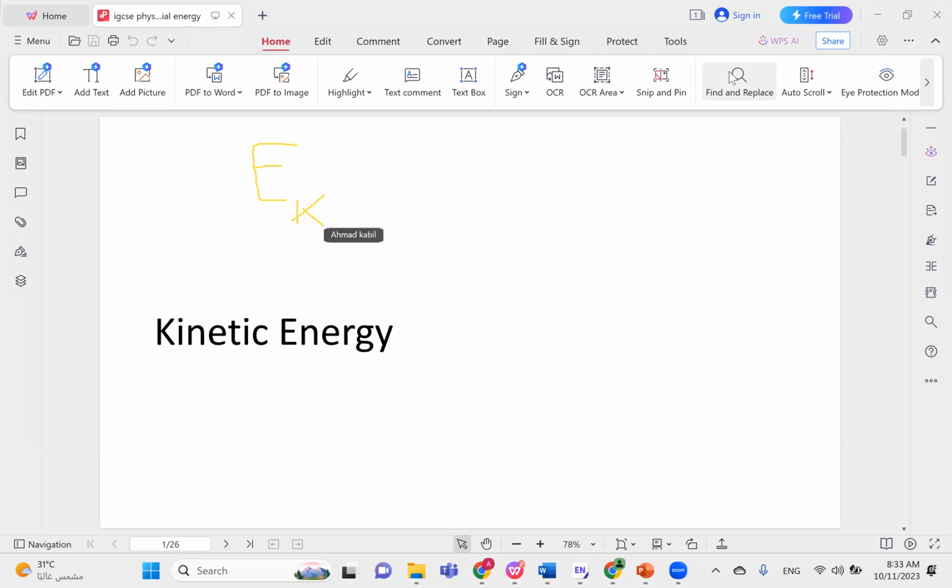EK, which means kinetic energy, equals half mv squared, where v is the speed or the velocity of the object, but we only care about the magnitude, so just the speed is what matters, and m is the mass.